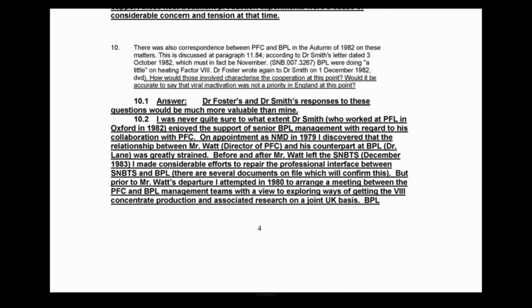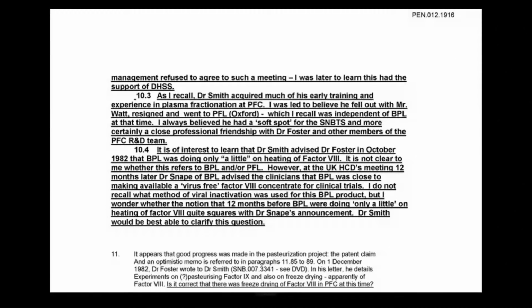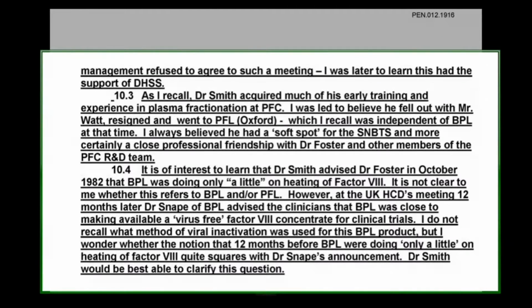BPL, go to the top of the next page. Management refused to agree to such a meeting. I was later to learn this had the support of DHSS. And then he refers to the role of Dr. Smith. And then if we pick it up at the bottom of this page, please, it goes into a little more detail. He was asked about a particular meeting in December 1982, which was a meeting with BPL.